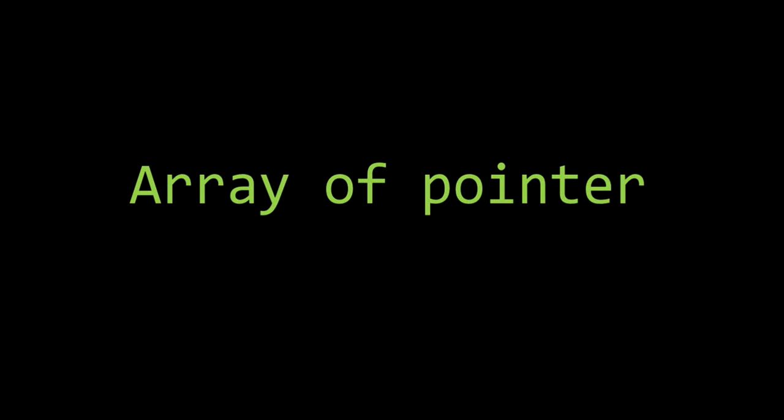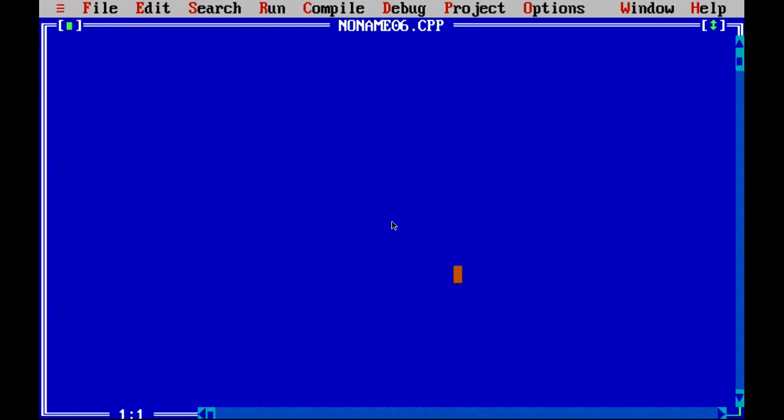Let us start working with the array of pointers in C language. In this program, we will simply create the array of pointers and try to access the values by assigning the corresponding data type address.